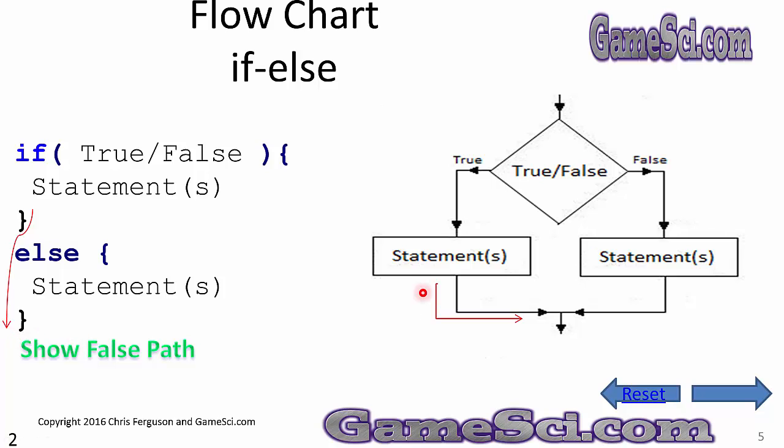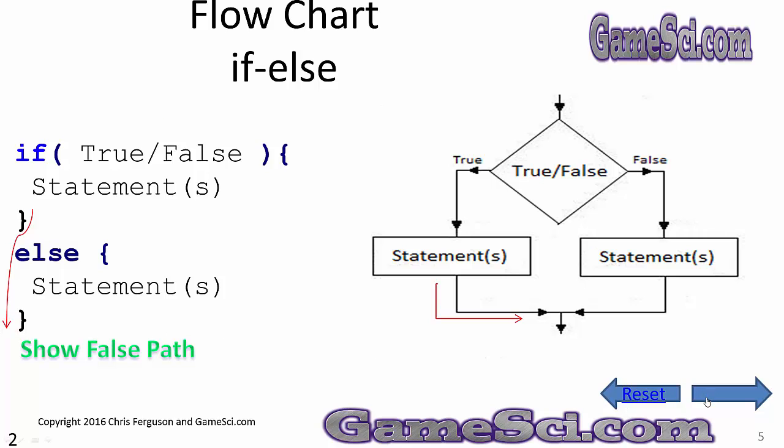And that's what this arrow is showing you. I'm skipping the else portion. I will not execute the else code, and I'll continue on with my program after the if else statement. This path should be familiar to you now. If the statement is true, I will execute the first block of statements and skip the else.